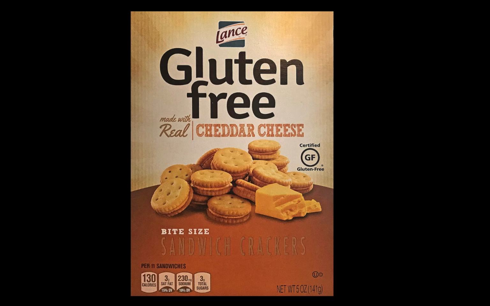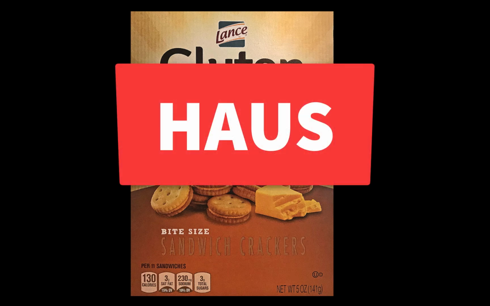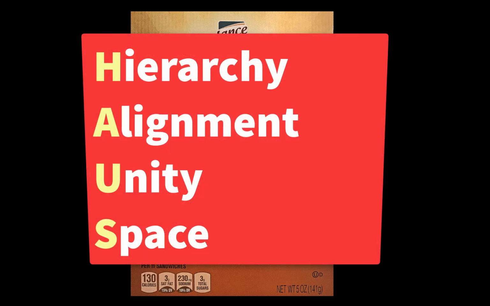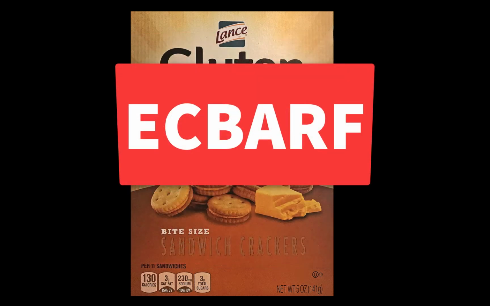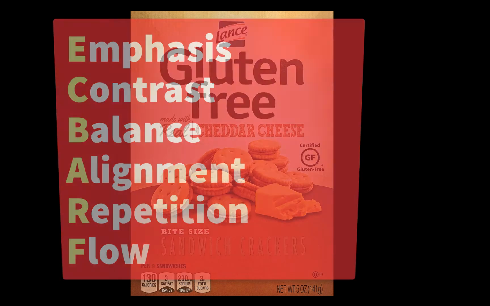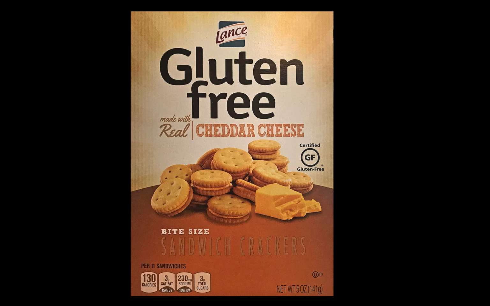So we're going to start with HAUS. That's the one from the Robin Landa book. That's hierarchy, alignment, unity, and space. And then there's also ECBARF, which is from the Basics of Design book, which is emphasis, contrast, which go together, balance, alignment, which we already mentioned, and then repetition, which is very important, and flow, which is very important. And then we'll also talk about proximity, which isn't in those, but it's also another design principle. So there's a lot of things we're going to look at here, and some of them will relate to the others. But again, our first thing we want to look at is what is the purpose here.